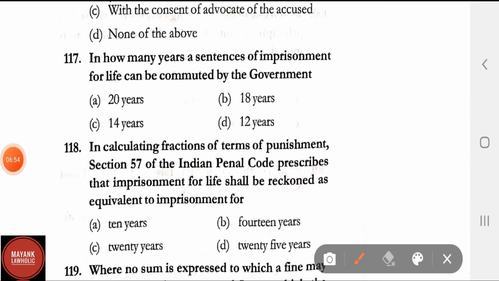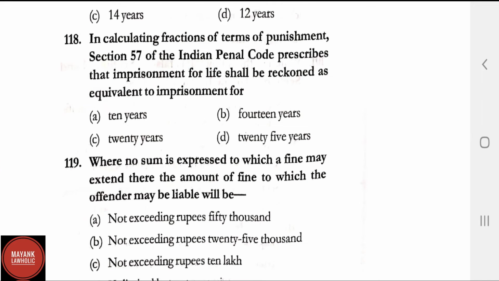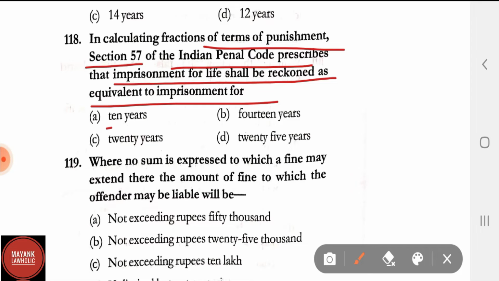Question number 117. In how many years a sentence of imprisonment for life can be commuted by the government? Option A, 20 years, B, 18 years, C, 14 years, D, 12 years. Correct answer is option C, that is 14 years. Question number 118. In calculating the fractions of terms of punishment, section 57 of IPC prescribes that imprisonment for life shall be reckoned as equivalent to the imprisonment for option A 10 years, B 14 years, C 20 years, D 25 years. Correct answer is 20 years.